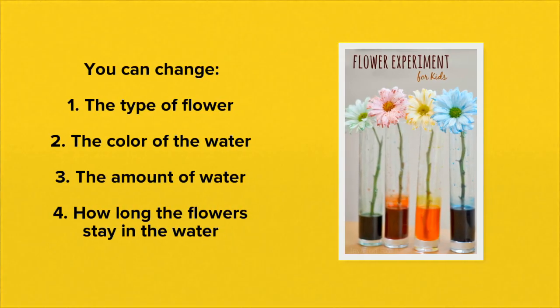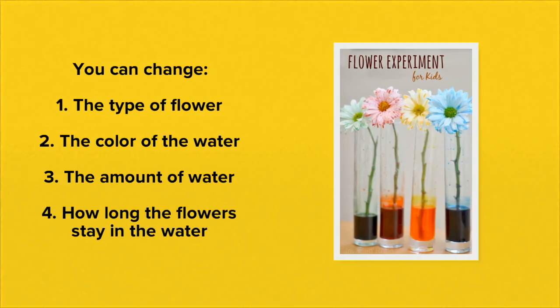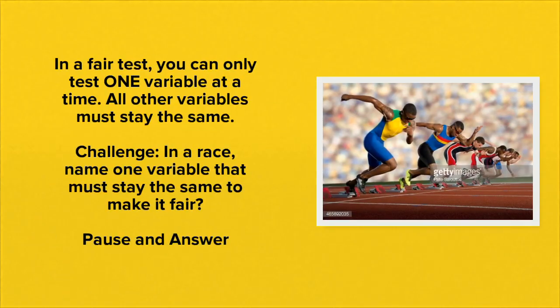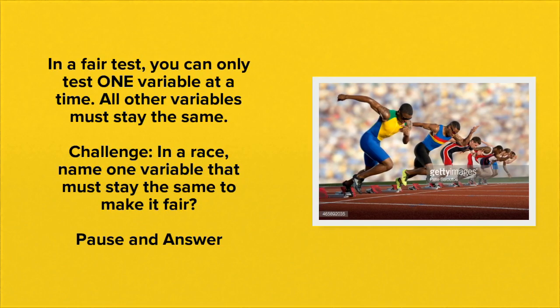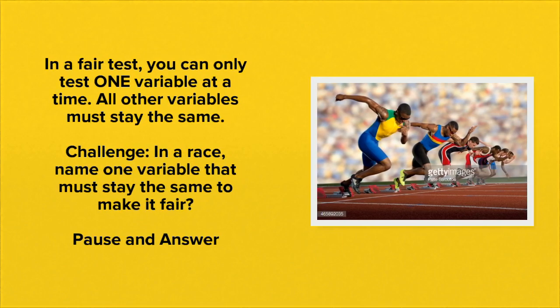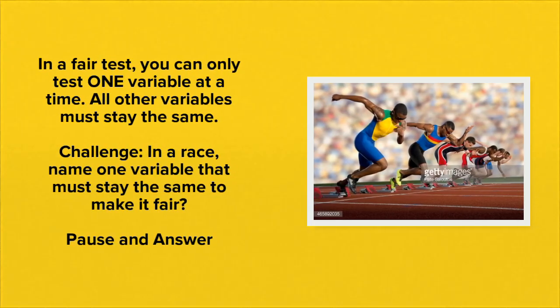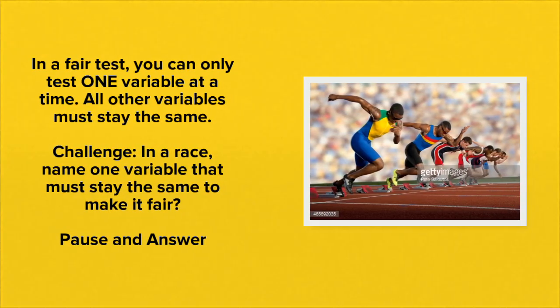You can change the type of flower, the color of the water, the amount of water, and even how long the flowers stay in the water. In a fair test, you can only test one variable at a time. All other variables must stay the same. Challenge. In a race, name one variable that must stay the same to make it fair. Pause the video now and record the answer on your worksheet.